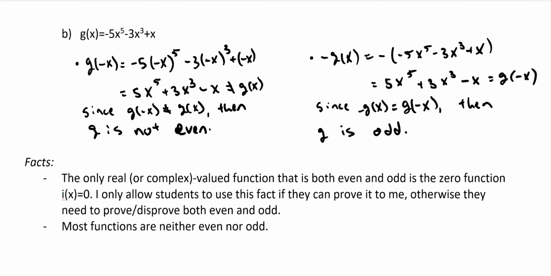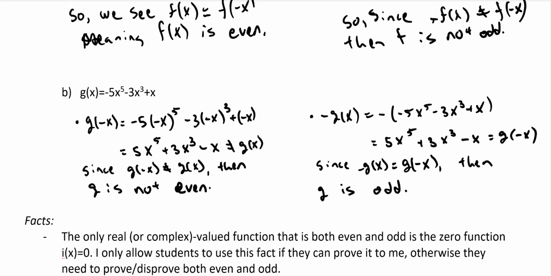So like I said, the only function that's both even and odd is a zero function, but I make people prove it if they want to use that, and no one's done it yet. But do keep in mind, most functions are neither even nor odd. So if you get neither, that's not a bad thing. Most things aren't that. So this is how you can check it algebraically.